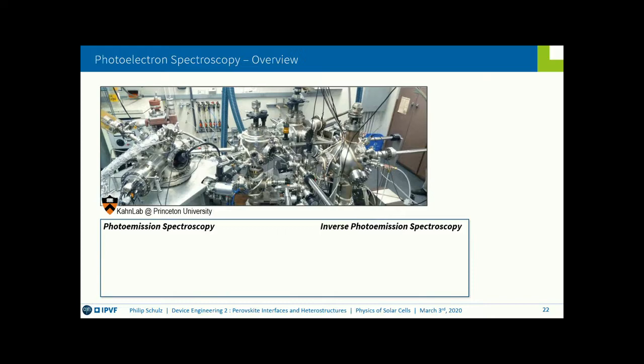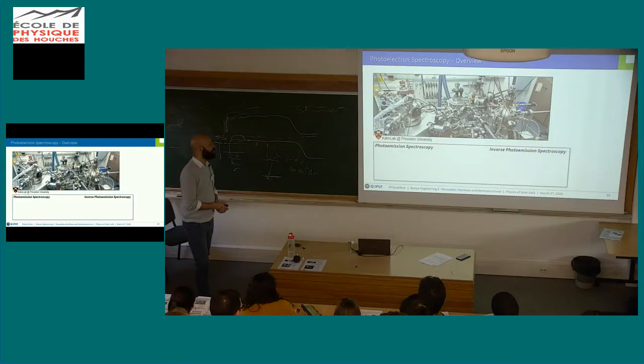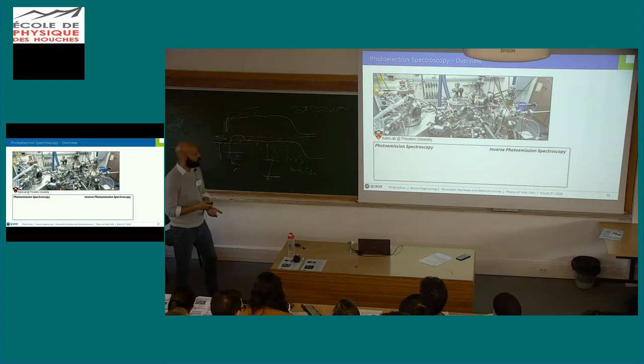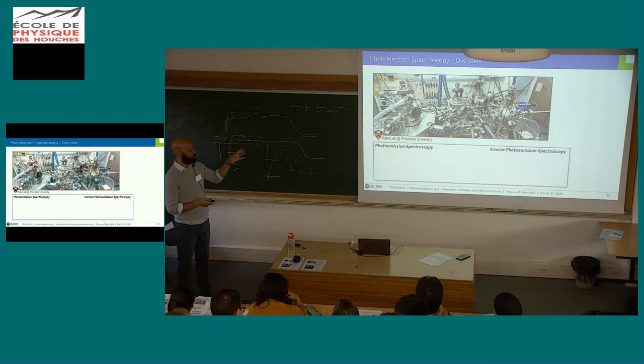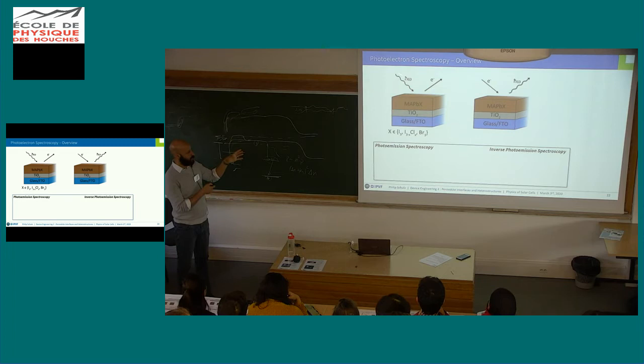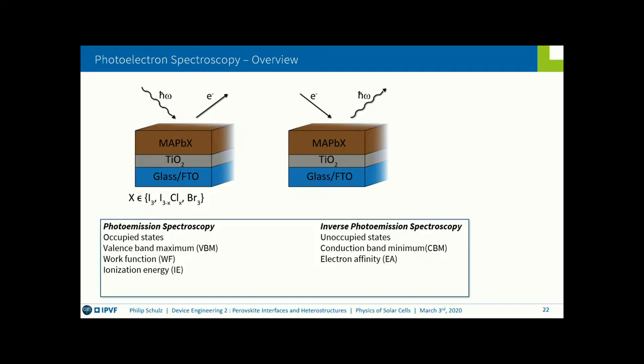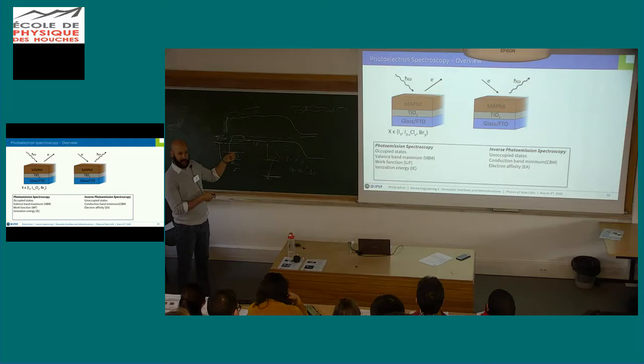Now, what does a system look like? So this is, unfortunately not at IPVF, but in Princeton, where I made the first joint measurements of photoemission and inverse photoemission spectroscopy of halide perovskites, the very first ones. There are some features I want to summarize. So here you can see the processes for direct photoemission. I said this, incoming light and exiting emitted electrons. Here we get the occupied states. We can read off the valence band maximum. I will show you how this will be done. We can measure the work function. Again, I will show you how this is done. These two values together give you the ionization energy of your material.